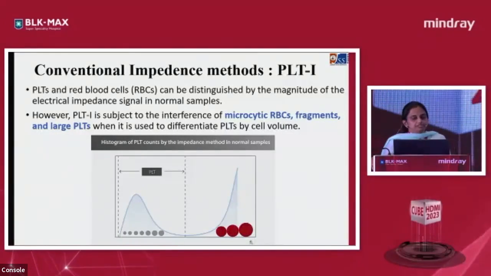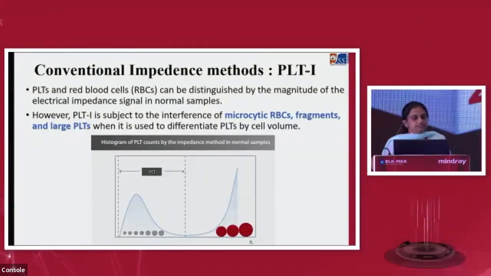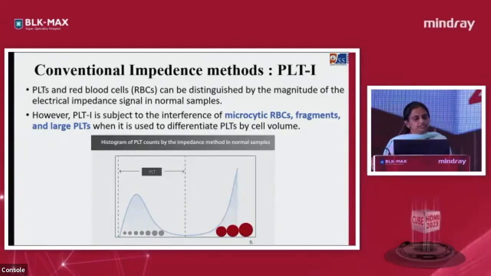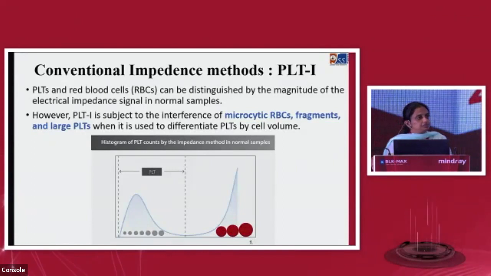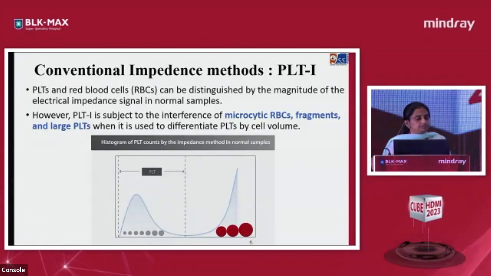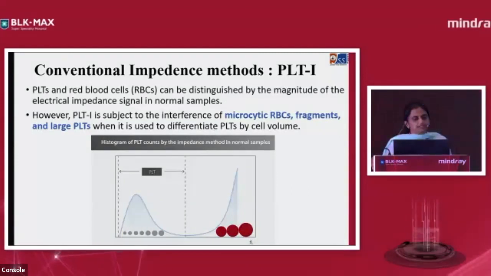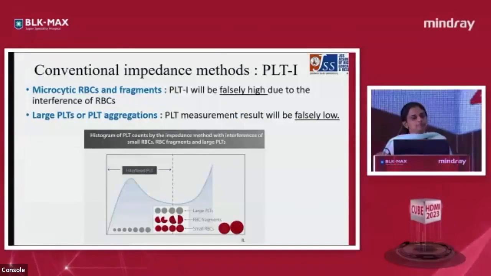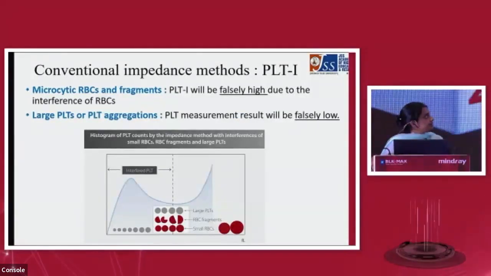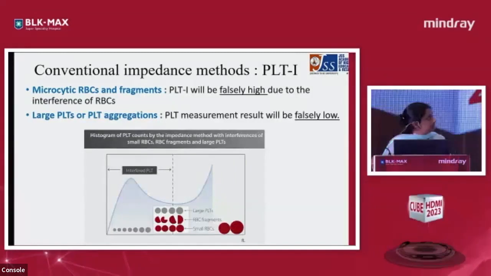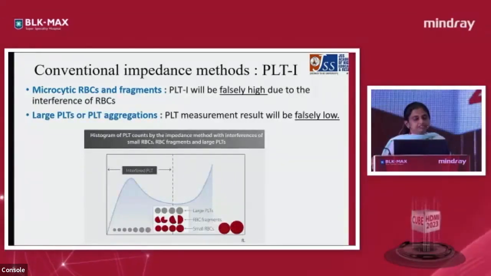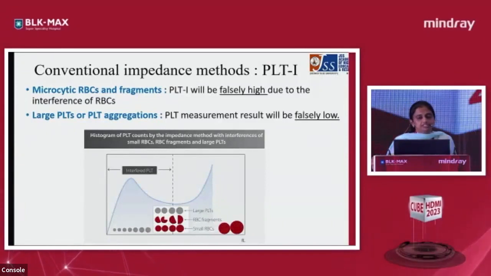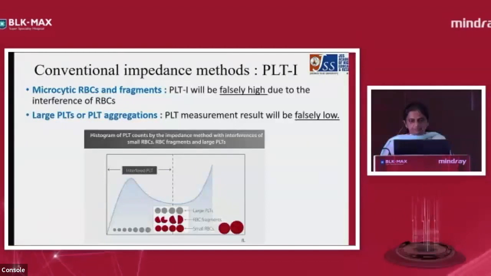In the conventional impedance method, platelets and RBCs can be distinguished by the magnitude of electrical impedance signals in normal samples. It is subject to interference from microcytic RBCs, fragmented RBCs, as well as large platelets when used to differentiate platelets by cell volume. Microcytic RBCs and fragments will falsely elevate the count, and in the presence of large platelets and platelet aggregation, commonly found in thrombocytopenic samples, the count may be falsely low.